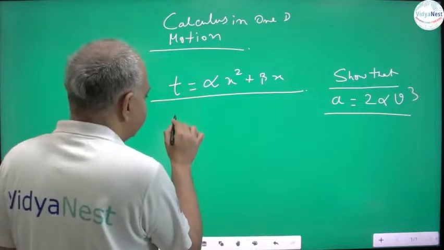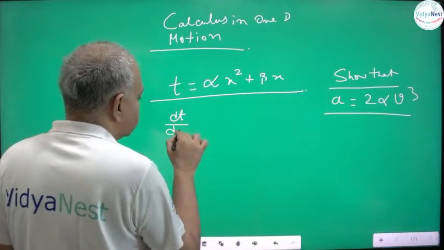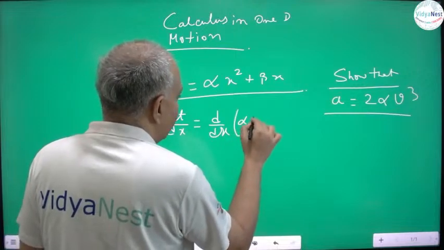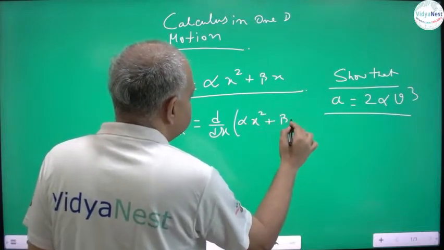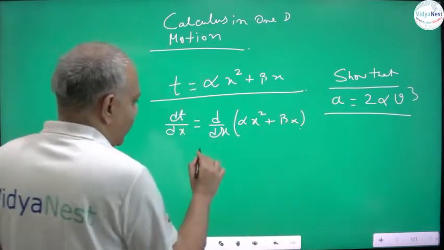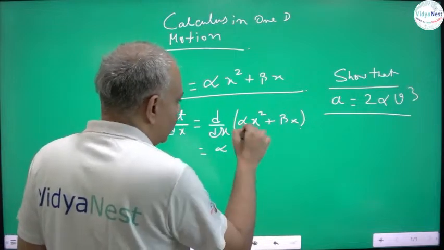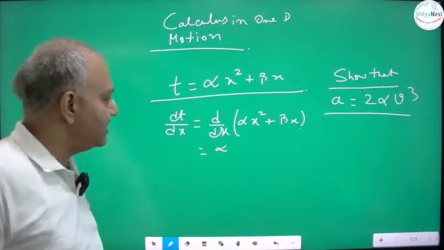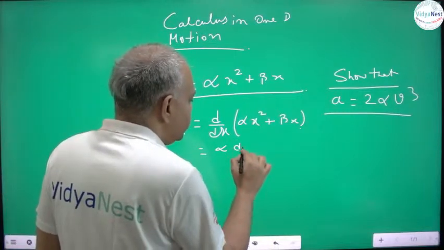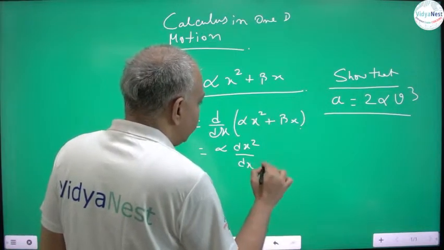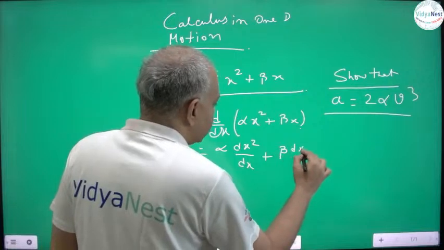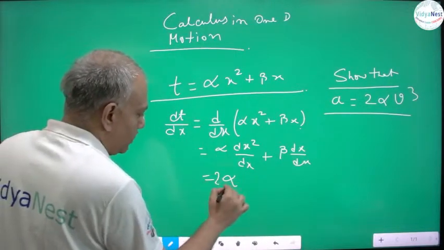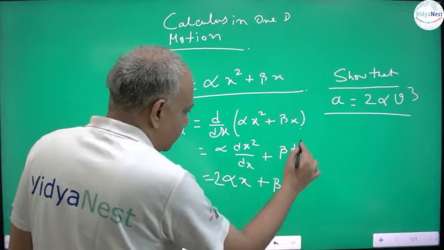So let us think, first of all, differentiate the time with respect to x, dt by dx. So dt by dx is equal to d by dx of alpha x square plus beta x, isn't it? If I differentiate, alpha is going to come out, because alpha and beta are constants, and t and x are variables. So alpha d x square by dx plus beta dx by dx. So I get alpha into 2x plus beta, because dx by dx is 1.